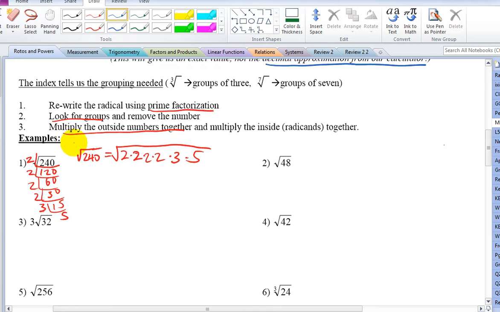Now we're looking for groups of 2. So here's a pair, and then we have some left over. What that allows us to do is take out the single value 2 and another single value 2. And what's remaining? Square root 3 times 5. Multiply everything together, and we get 4 square root 15 as our final answer.